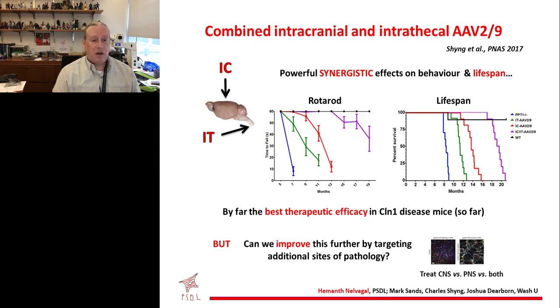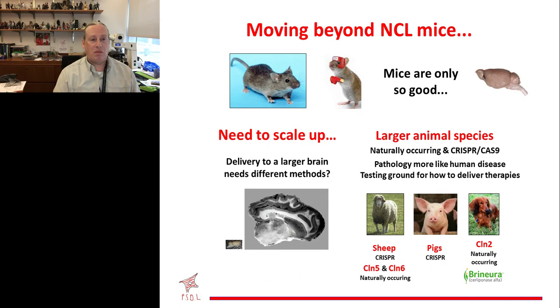So that is by far the best therapeutic efficacy that we have seen so far in this particular disease. And all of that approach came about purely because we had discovered there was pathology in an unexpected site. And we are now looking at ways to try and improve this further by targeting the places where we think there is additional pathology taking place within the rest of the body of these mice.